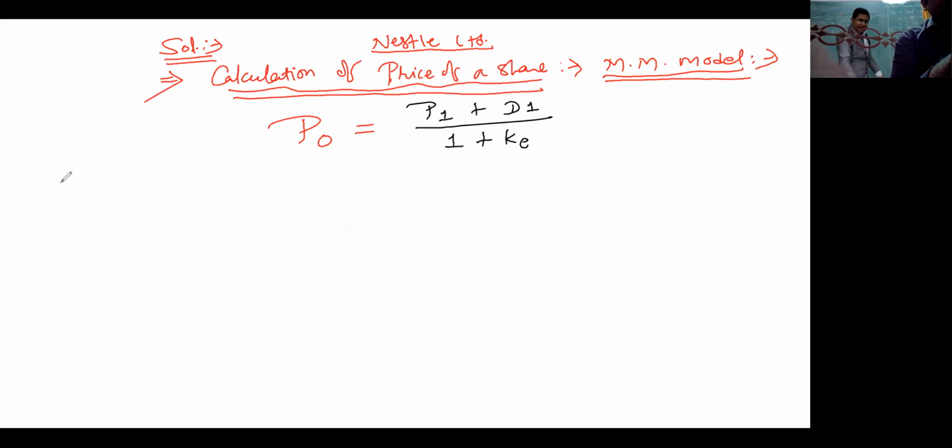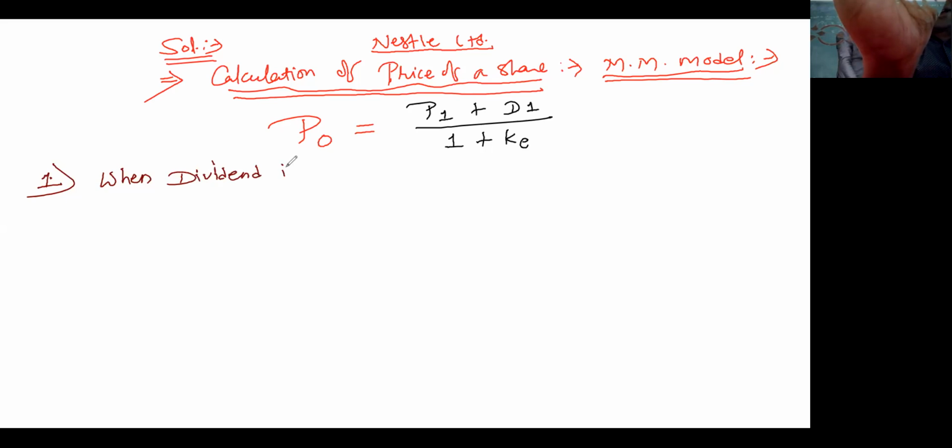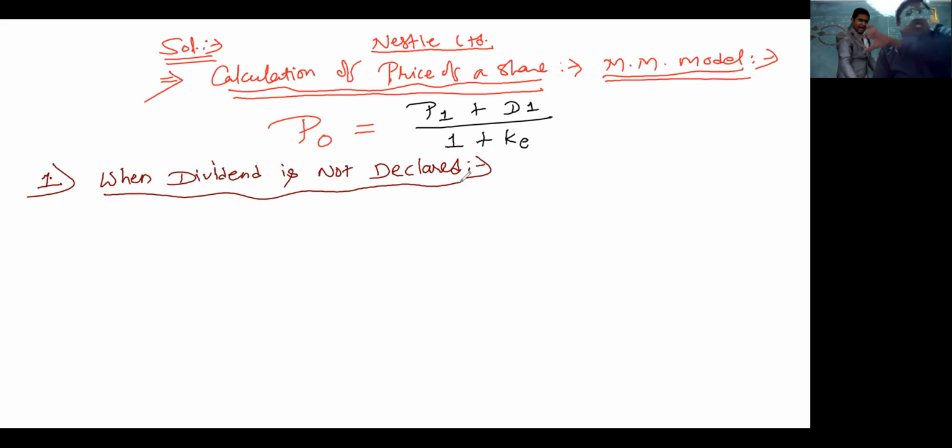So first one, what beta? When dividend is not declared. Market price we have to find out when dividend is not declared. So when dividend is not declared, so what will be the market price?